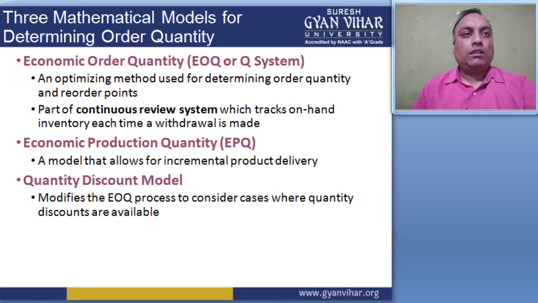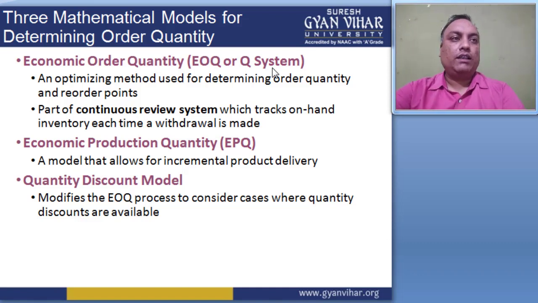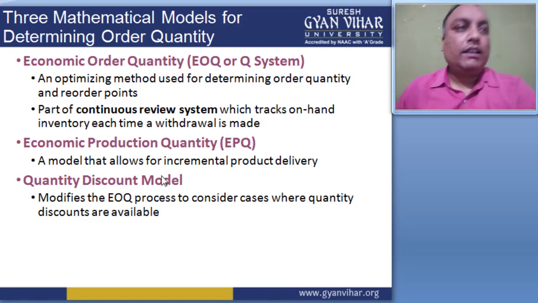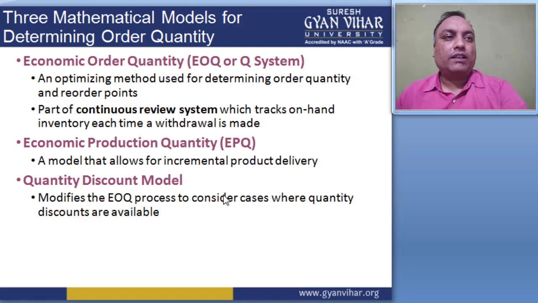Then move to the three mathematical models which determine the order quantity. These mathematical models are the economic order quantity, EOQ or Q system analysis. Next is the economic production quantity, this is the EPQ. And third is the quantity discount model.